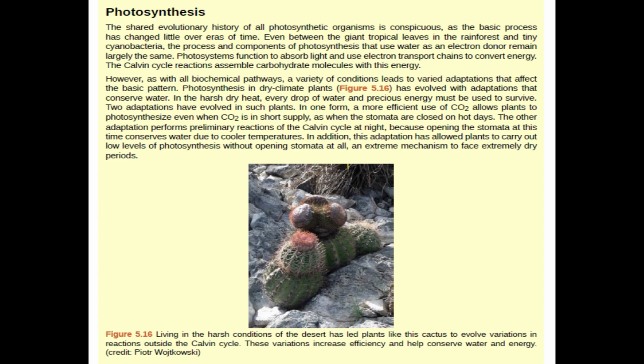Photosystems function to absorb light and use electron transport chains to convert energy. The Calvin-cycle reactions assemble carbohydrate molecules with this energy. However, as with all biochemical pathways, a variety of conditions leads to varied adaptations that affect the basic pattern.